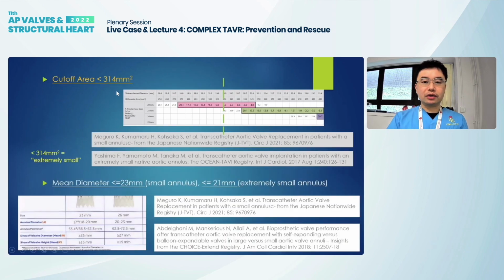Some people will use 314 millimeters square as a cutoff, but more precisely, we should define this as an extremely small annulus. Some other authors will use the mean diameter as the parameter to define a small annulus. We usually see people using 23 millimeters as the cutoff for small annulus and 21 millimeters as the cutoff for extremely small annulus. This is more applicable to the self-expandable system, in which when the annulus diameter falls into this range, we may use a very small self-expandable valve like the 23 or at most 26.